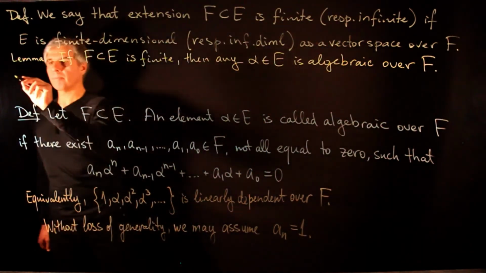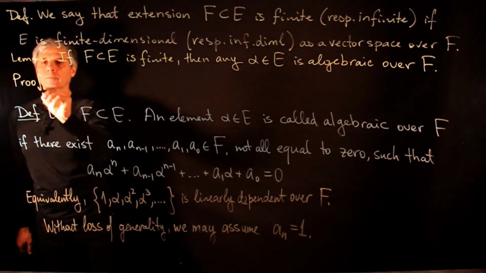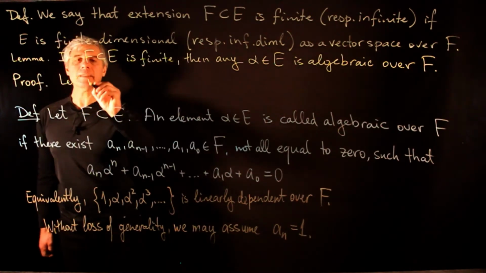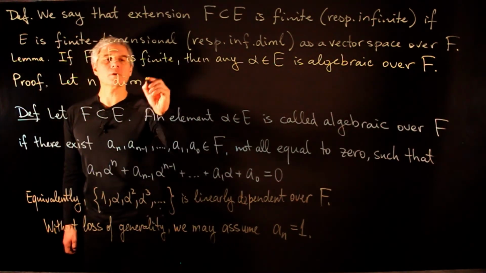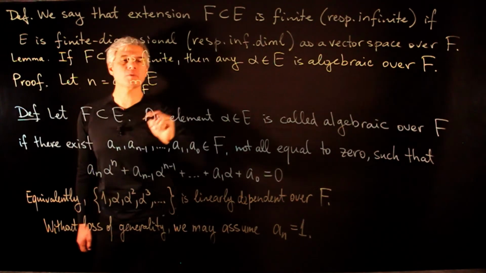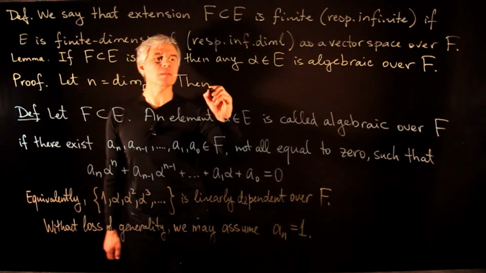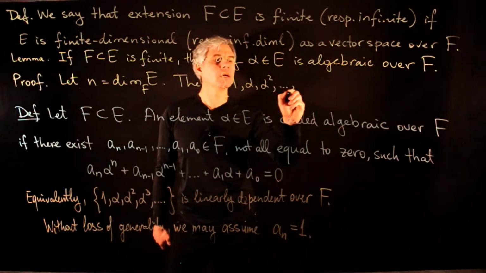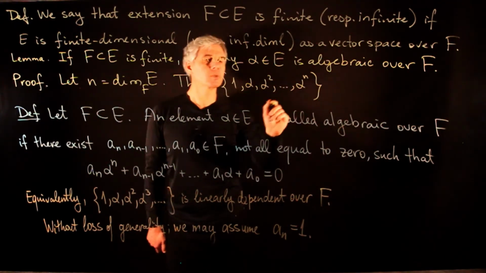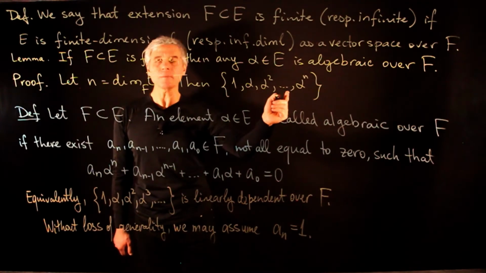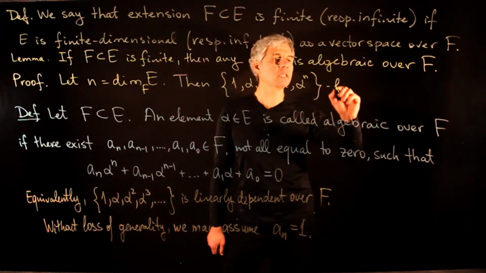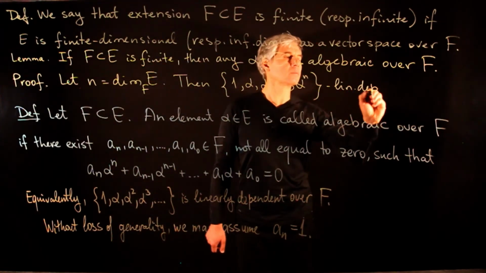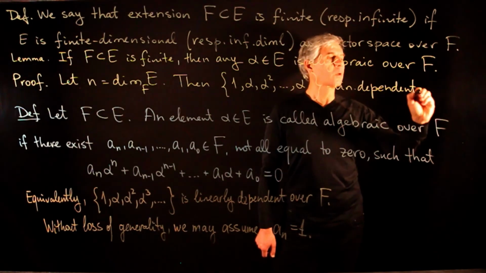And proof: let n be the dimension of the field E as a vector space over F. So then if we take the set 1, alpha, alpha squared, up to alpha to the power n, this set contains n plus 1 elements, and thus it will be linearly dependent over F.